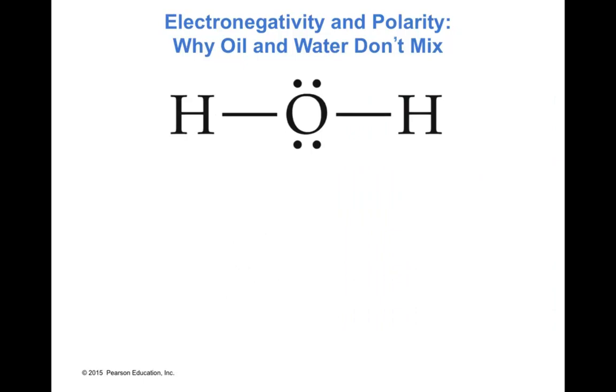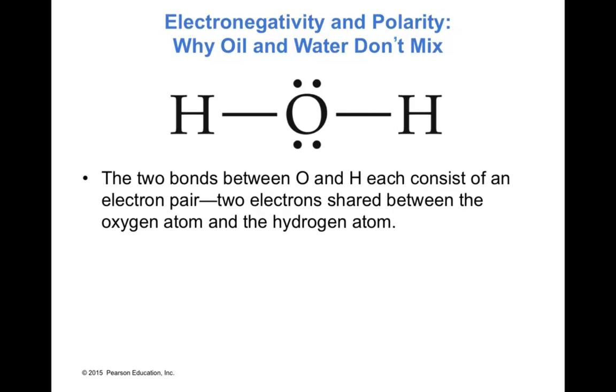Here we have the Lewis structure for water, H2O. The two bonds between oxygen and hydrogen each consist of an electron pair, two electrons shared between the oxygen atom and the hydrogen atom. As mentioned before, whenever you see a single bond, you need to also see two electrons. In this case, those electrons are shared between oxygen and hydrogen, and this other bond also has two electrons shared between oxygen and hydrogen.